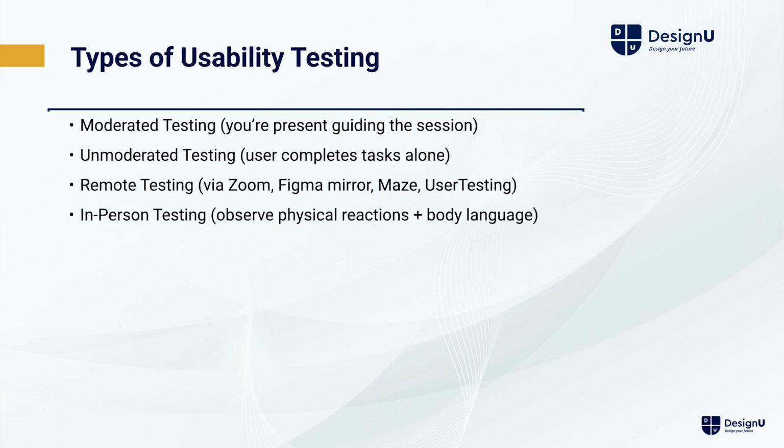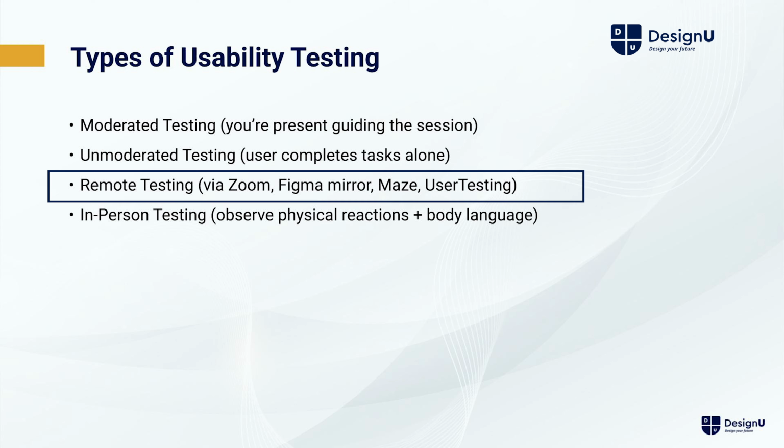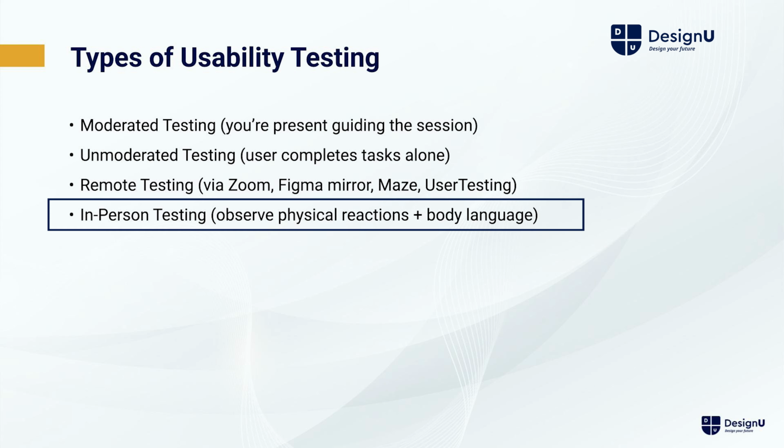Now, there are different types of usability testing. The first is moderated testing, where you are present, there's a moderator guiding the session. Unmoderated user testing, where the user has to complete the task alone. Next is remote testing, where you and the users are on a call, via Zoom, Figma Mirror, Maze, or UserTesting itself. So UserTesting is actually a tool for user testing.